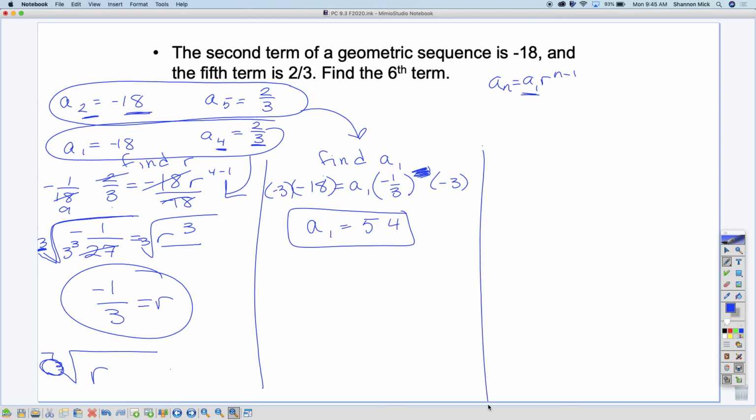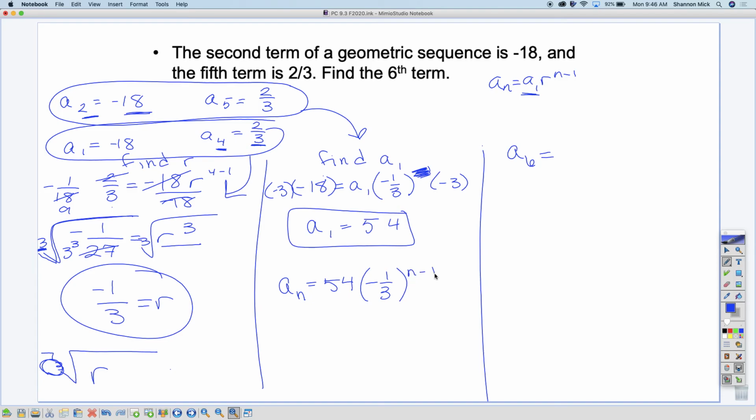I'm going to write my equation. Actually, I'll do that down here. So then over here we'll find a sub 6. So a sub n equals a sub 1, which is 54, times negative 1/3 to the n minus 1.